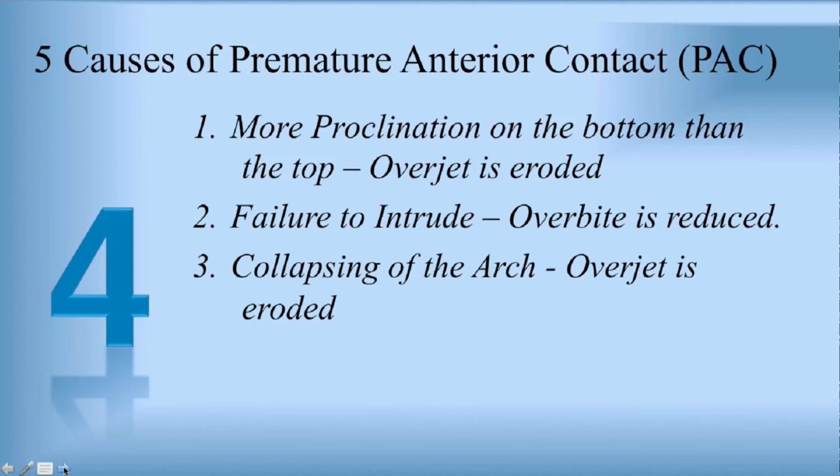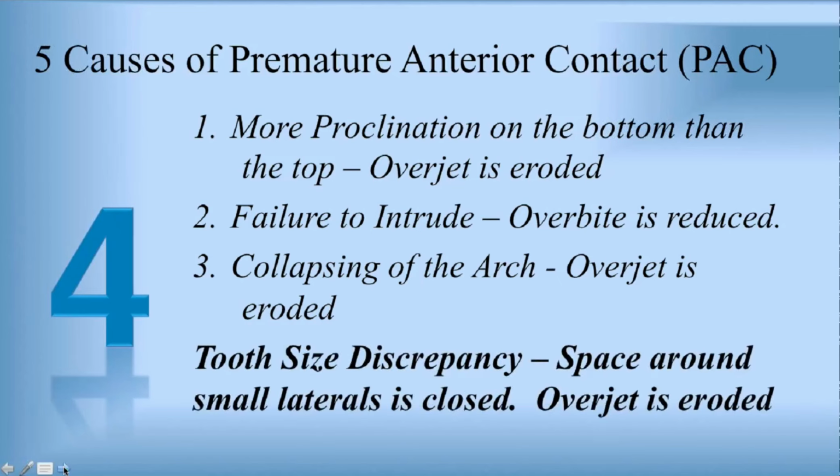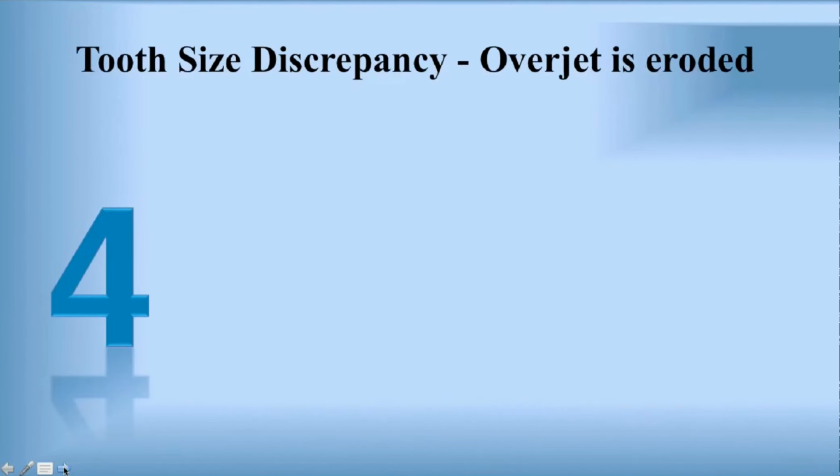Here's the fourth reason that you have premature anterior contact, and that is that you have a tooth size discrepancy. There's space around the laterals that are smaller than they're supposed to be for the size of the arch, and because you close those, you eroded the overjet. Now, there's lots of patients that come in and they want that space around those small laterals closed. And what would many dentists have as a dialogue? Sure, I can close those with Invisalign, and you can. You can close that arch right down. You can collapse that arch, and that becomes a problem.